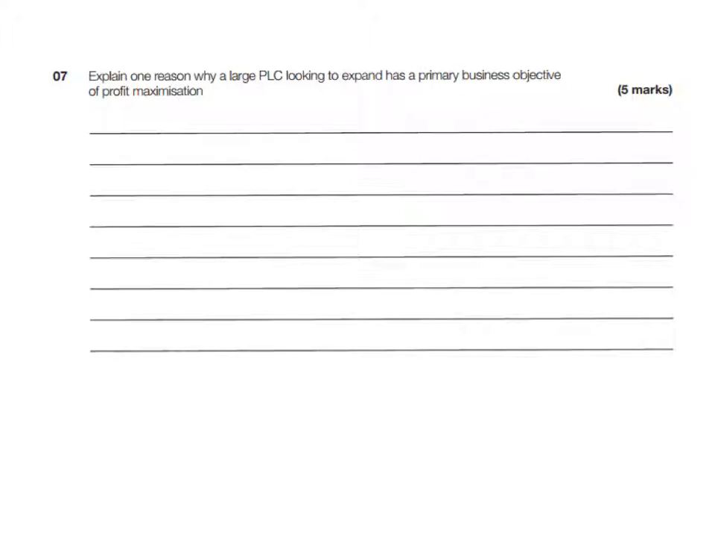So if we do the instruction in blue and we just quickly look at the explain and the command term. When we're looking at explain, we need to make sure that we have development strands and a complete chain of explanation. When we're looking at context, it's looking to expand. Okay, so it's a large company looking to expand. And when we look at focus, then we can look at it in terms of a PLC, but also the primary business objective of profit maximisation. So we need to consider all of these within our explanation to maximise our marks.